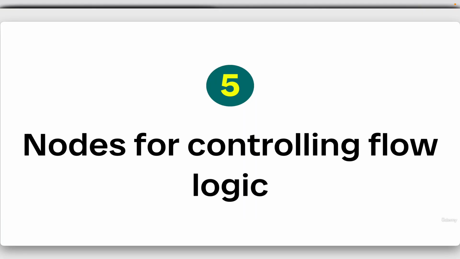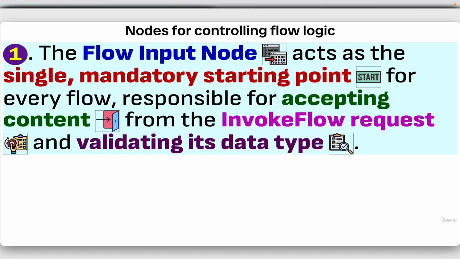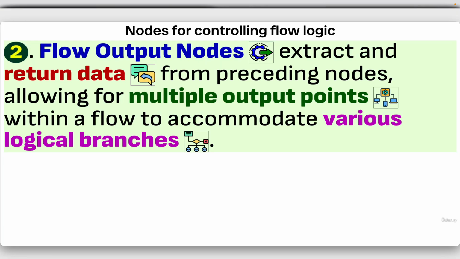So the next topic is nodes for controlling flow logic. The first type of node is the flow input node, which acts as the single mandatory starting point for every flow, responsible for accepting content from the invoke flow request and validating its data type. Flow output nodes extract and return data from preceding nodes, and that allows for multiple output points within a flow to accommodate various logical branches.